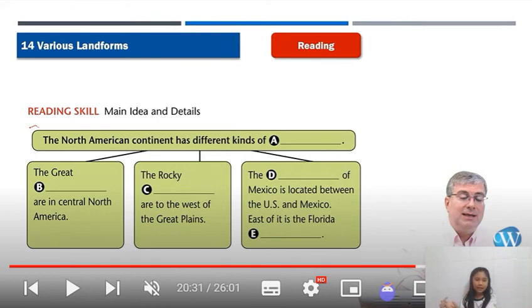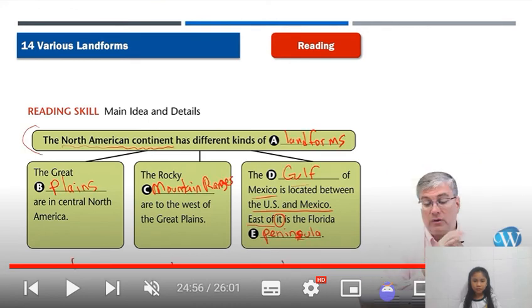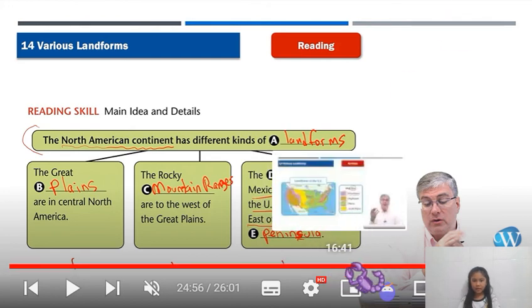The North American continent has different kinds of landforms. The Great Plains are in central North America. The Rocky Mountain ranges are to the west of the Great Plains. The Gulf of Mexico is located between the U.S. and Mexico. East of it is the Florida Peninsula. Okay?